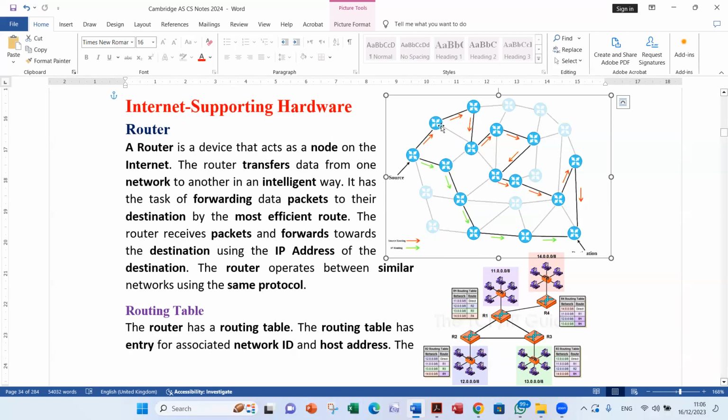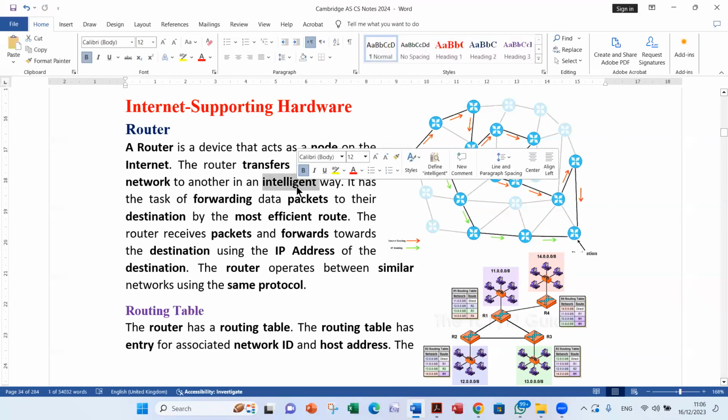Here you have a network. Here you have a network. So every router represents a complete network underneath. Behind each router, there is a network. So the internet is a network of networks. Okay, it is very intelligent.